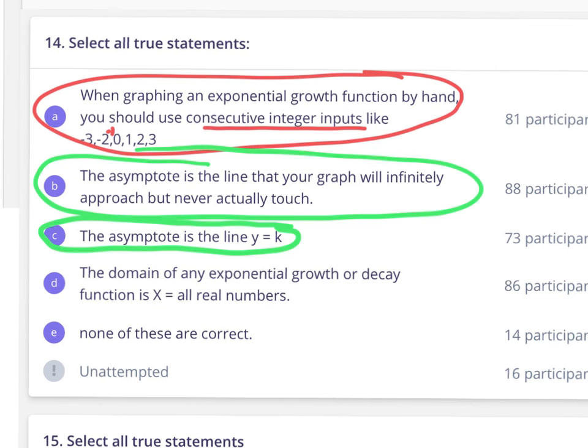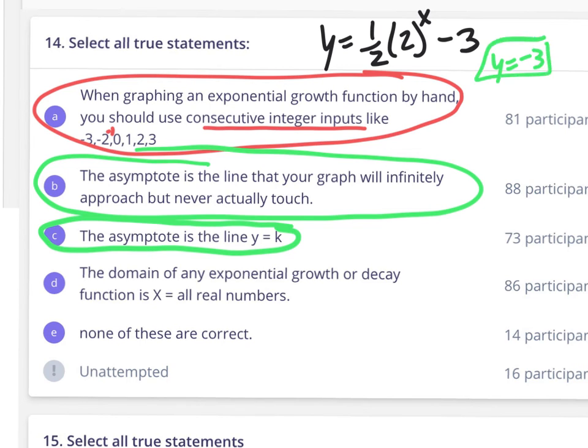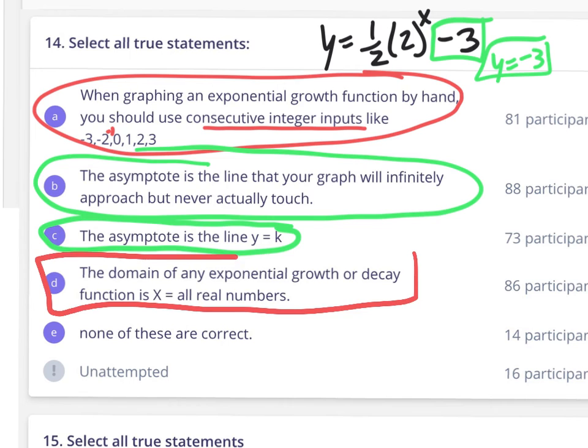That's absolutely right. If you have, say, y equals 1/2, let's say the base is 2 to the x, and then -3, and this is just an example, your asymptote will be y equals -3. It's based off of this number at the very end that's being added or subtracted. The next option reads, the domain of any exponential growth or decay function is x equals all real numbers. That is absolutely true. That's a true statement as well.